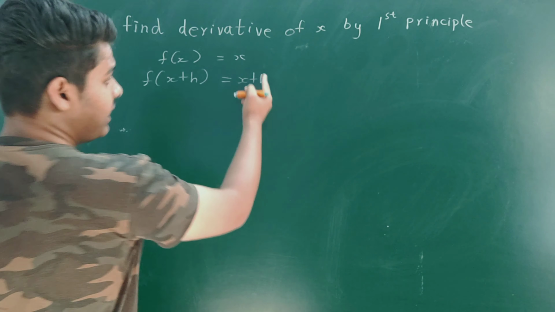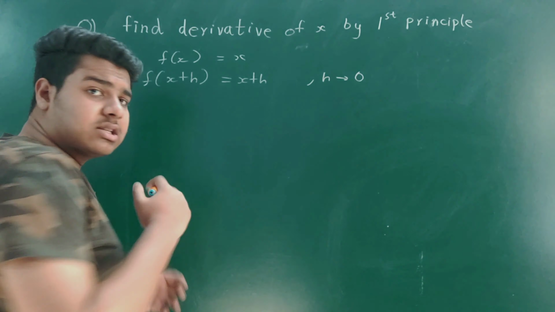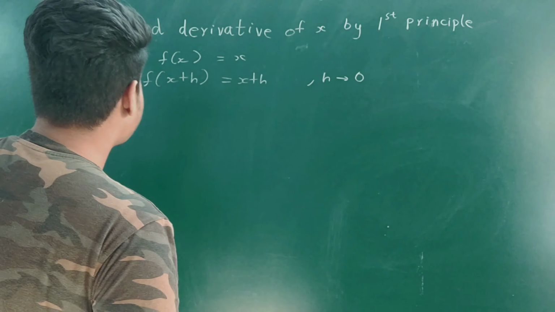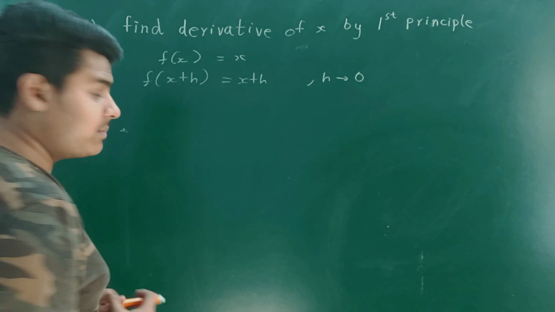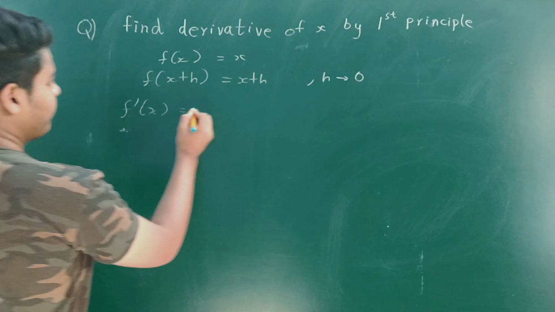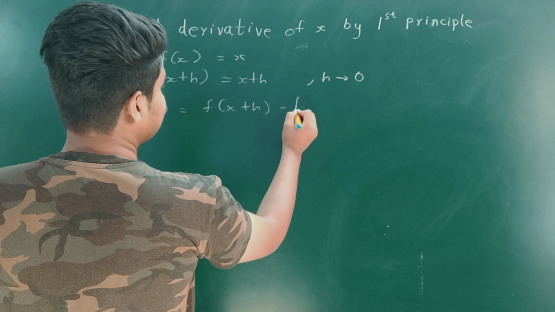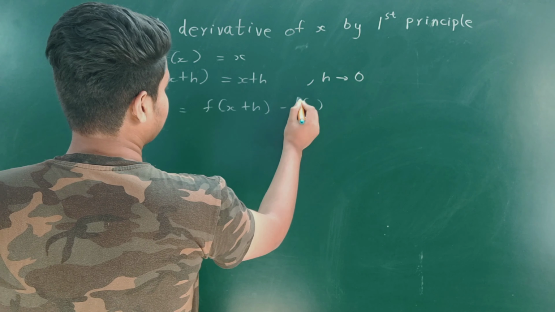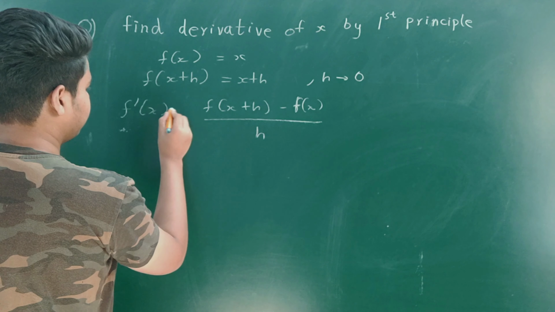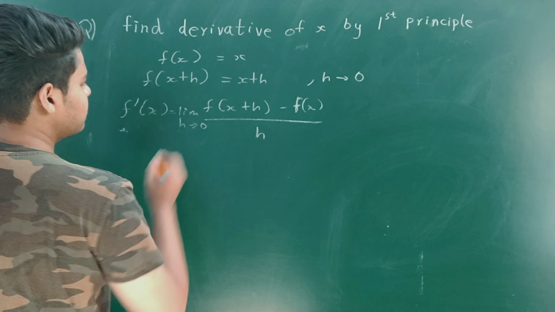Here h is tending to 0, that is, h is a very small quantity that is almost equal to 0. And as you know, by the first principle method, the formula is that the derivative of any function equals the limit as h tends to 0 of [f(x + h) minus f(x)] divided by h.